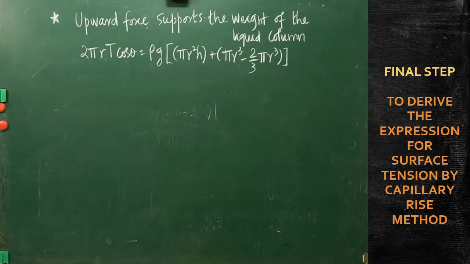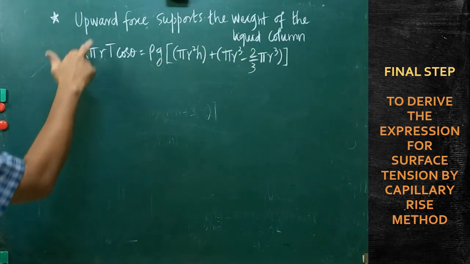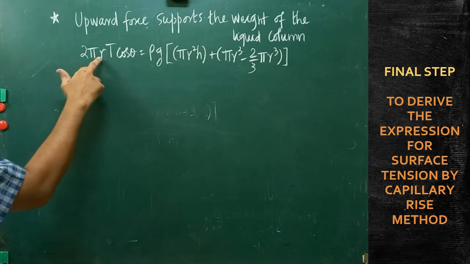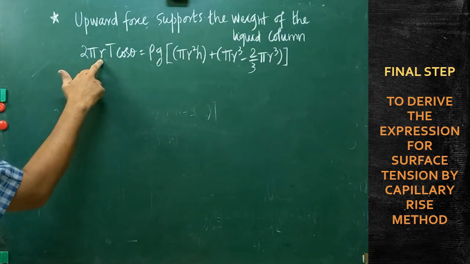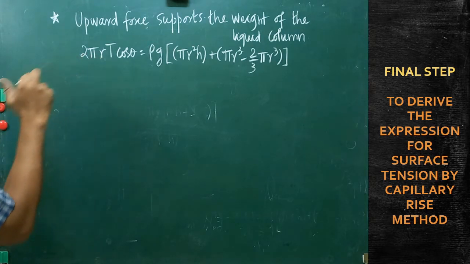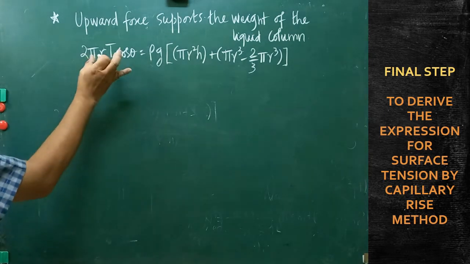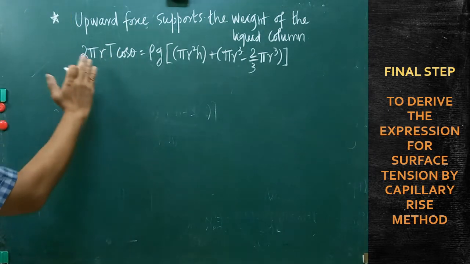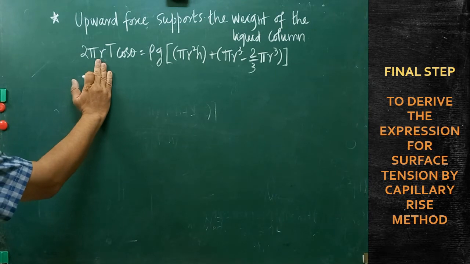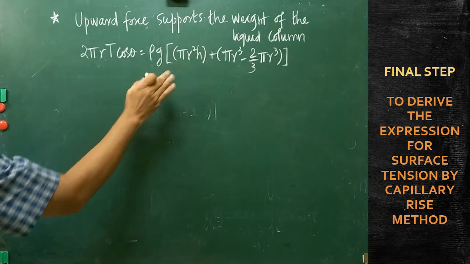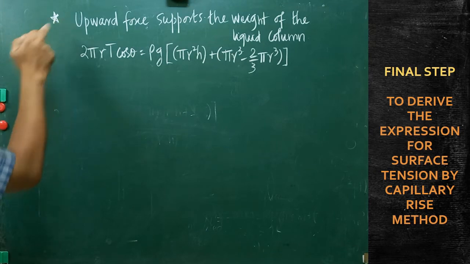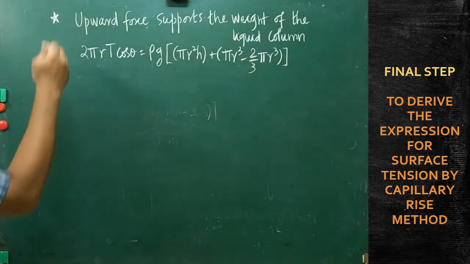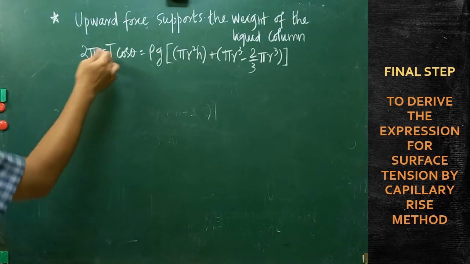Now we are in the final step of the derivation. In the previous derivation, I derived the expression for the upward force. There I used a capital letter by mistake. Now you write it as small r. Wherever capital R comes, you have to write small r. Now the upward force acting due to surface tension balances the weight of the liquid column within the capillary tube. So this is a very important clue. By using this clue alone, we are going to derive the expression for T.